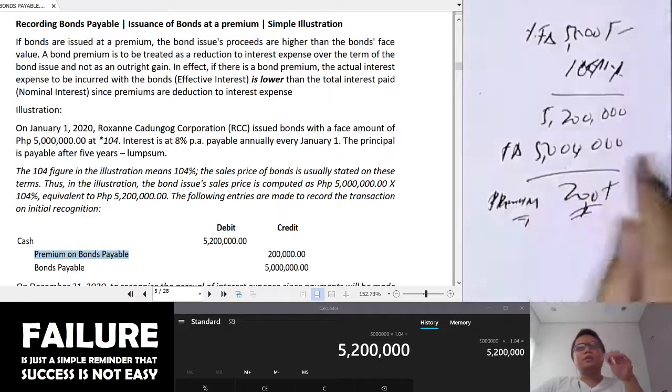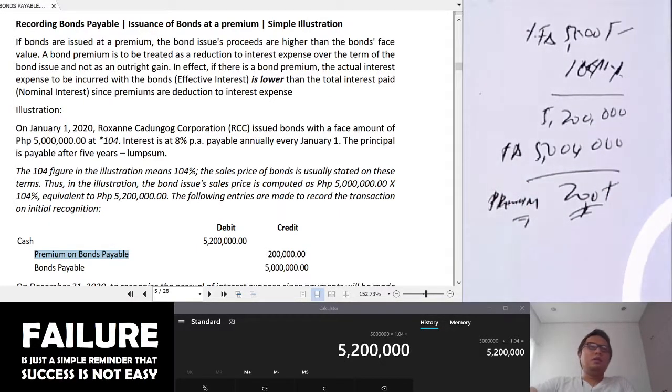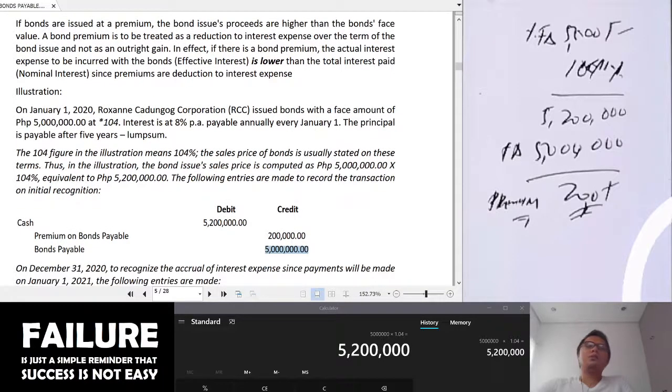So to record that transaction, basically, we should debit cash at 5.2 million, the issue price or the proceeds. Credit the premium at 200, then credit the bonds payable at face amount. Okay? Credit the bonds payable at face amount. So you have to remember na regardless of the issue price, the credit to bonds payable is always at face amount because ultimately, at the end of the term of the bonds, yung face amount yung babayaran natin. So that is basically our liability.